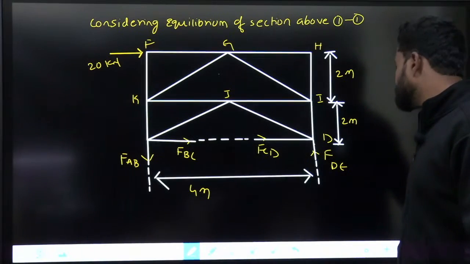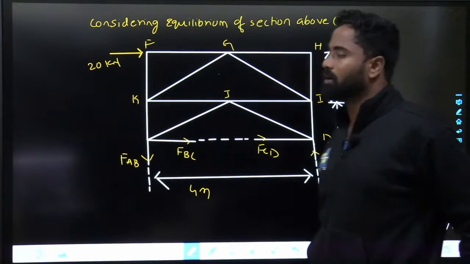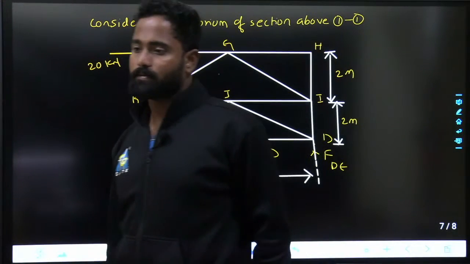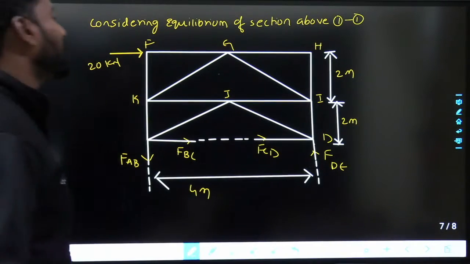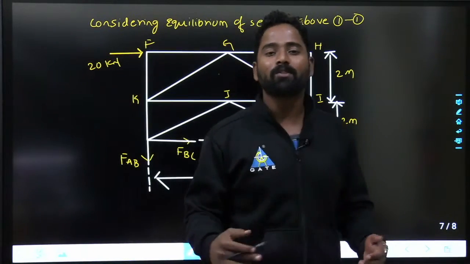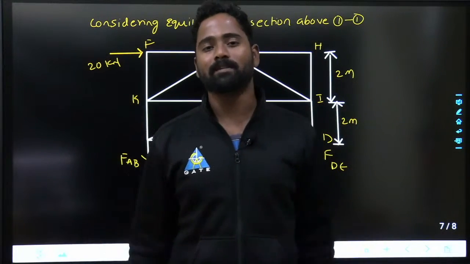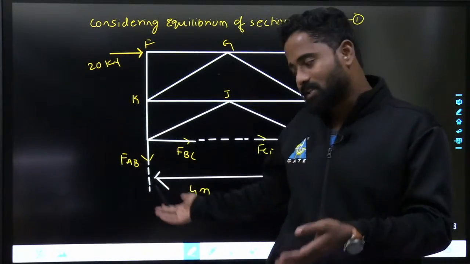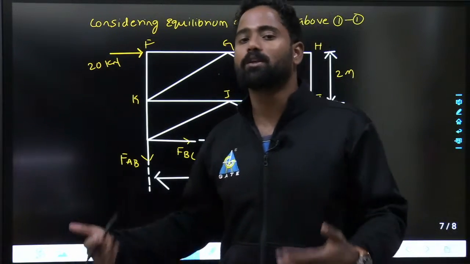Any doubts in this? Please let me know. Any doubts? FAB, you will get it as 20 kilonewtons. Any doubts? You can ask me. Since you thought you can only cut straight lines, I told you that there is no hard and fast rule that you can cut only straight lines. Learn now. This is how you learn. You make mistakes, you learn. Tomorrow if you get these types of questions, you solve. That's it.